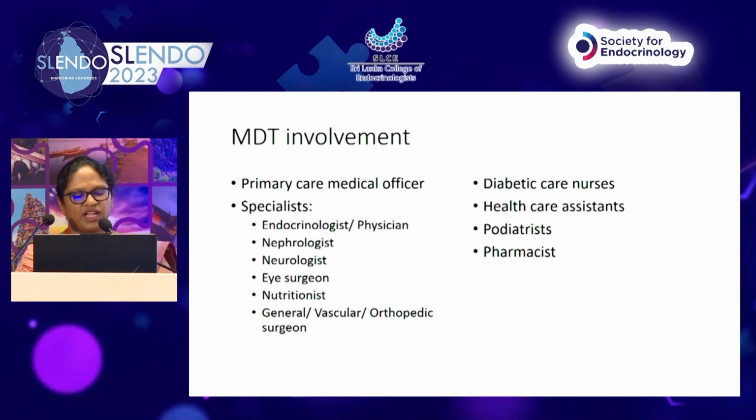There should be multidisciplinary team involvement. From the primary care medical officer to specialists, endocrinologist, physician, nephrologist, neurologist, eye surgeon, nutritionist, primary care health specialist, and family medicine specialist, everybody should get together, all the specialists. Not only the doctors, the most important thing is we should involve the other health staff as well: the nurses, diabetic nurses, healthcare assistants, podiatrists, and pharmacists.